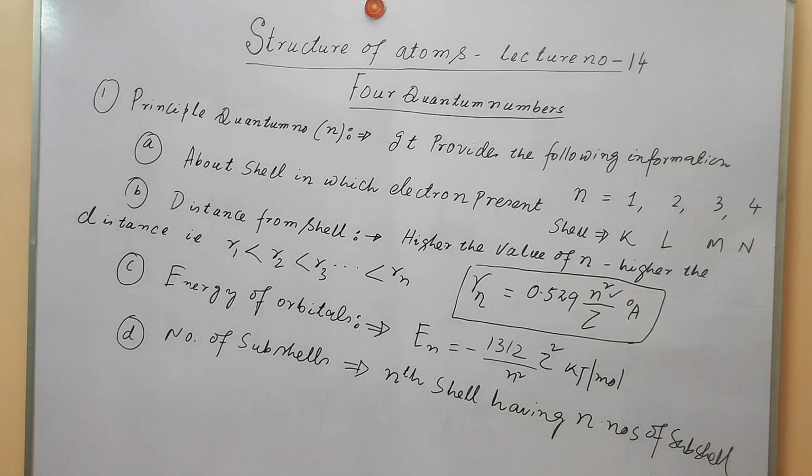The fourth information you can get from the principal quantum number is the number of subshells. A shell with number n has n subshells. Shell number 1 will have 1 subshell, shell number 2 will have 2 subshells, shell number 3 will have 3 subshells. In this way, from the principal quantum number you can know all the information that we have already discussed.